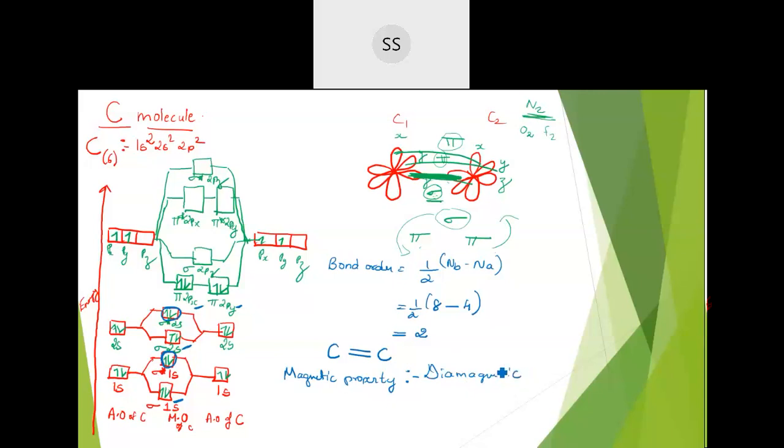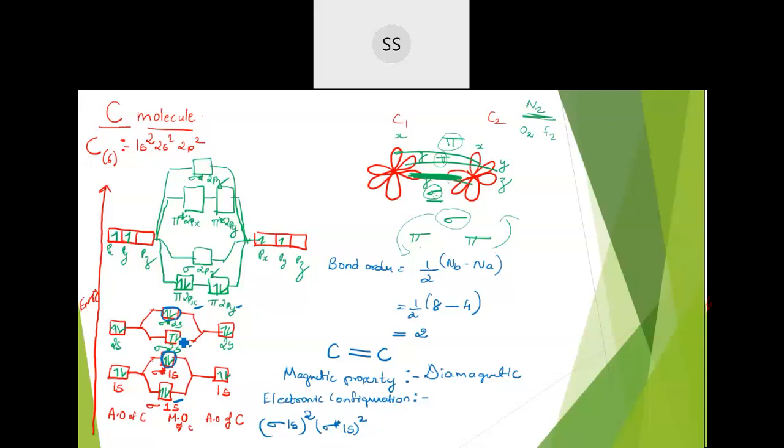Okay, now see how to write the electronic configuration. Be very careful. How to write the electronic configuration. You will start from 1s. Okay, 1s is containing 2 electrons, so start from here. Sigma 1s has 2 electrons, so I'll put sigma 1s and then 2 electrons. After that you are having sigma star, so sigma star 1s will have 2 electrons.